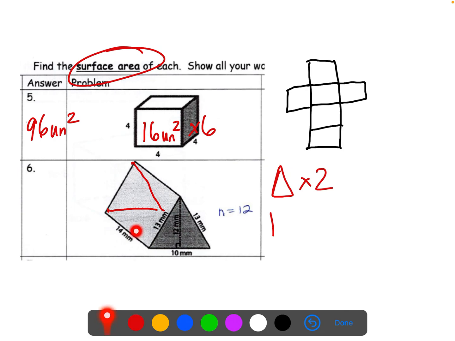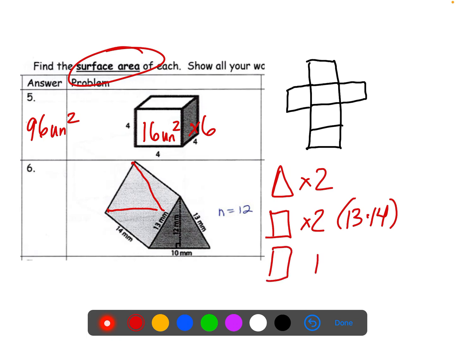Now I would check to see, are those rectangles the same size? Well, we have one that's 14 by 13, and I can see that's going to be the same on this hidden back side here because this is 13, still going to have the same dimension of 14, but the bottom is different. That's going to be 10 by 14. So really we have 2 rectangles that are the same. Those are the 13 by 14 ones. And then we have another rectangle on the bottom that is 10 by 14.